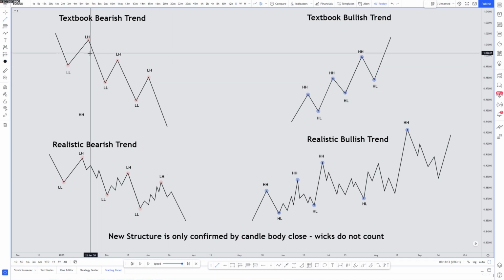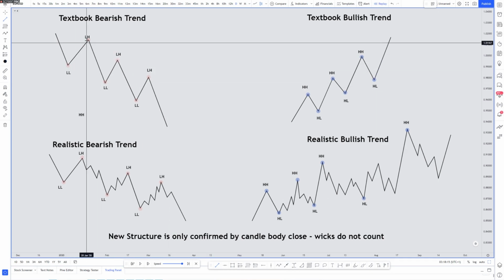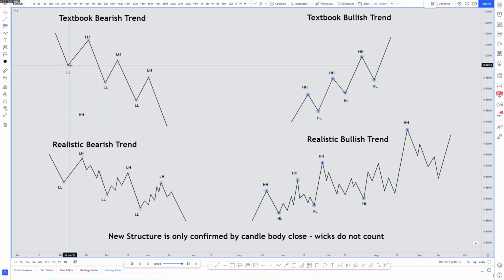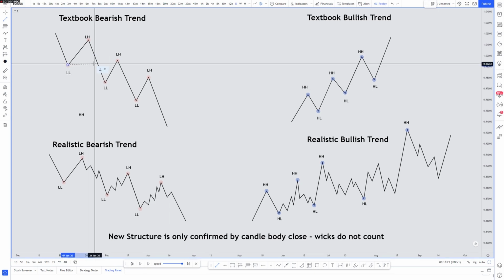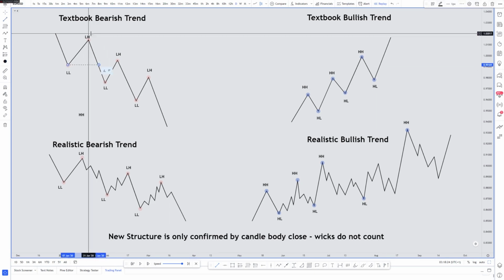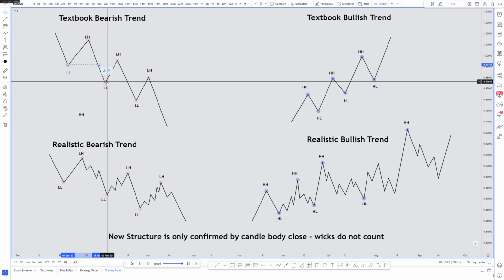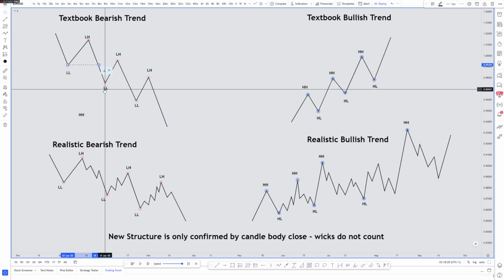So let's start. We have a lower low, lower high, lower low. So once this lower low gets taken, the highest point before this point gets taken is your lower high. The lowest point becomes the lower low. Pretty simple so far, right?